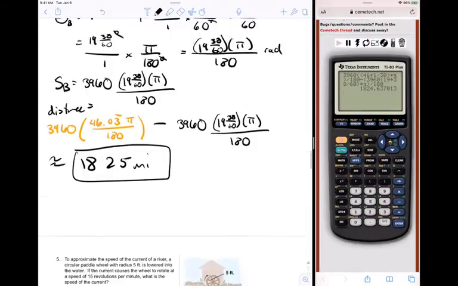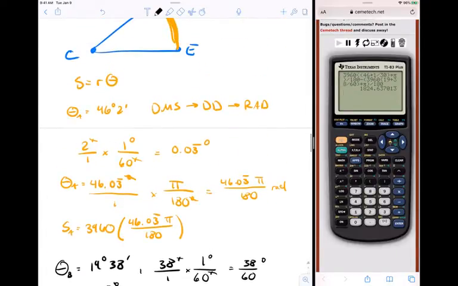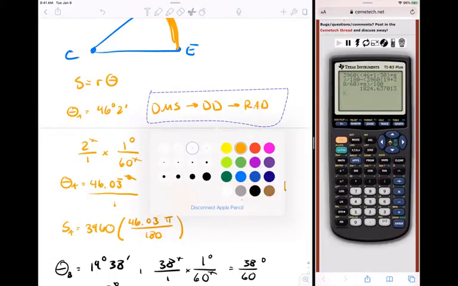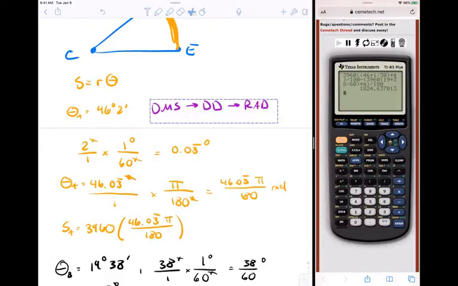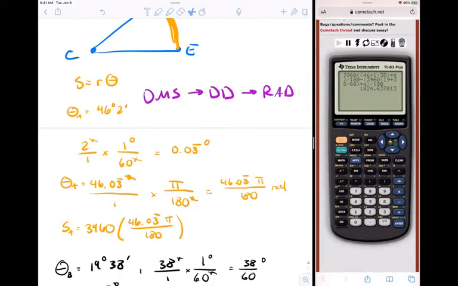So again, you don't have to do it this way. I'm just showing you that it's possible. The key take home with this one is being able to do this: converting between those units. They gave us the theta in degrees, minutes, and seconds. First, we have to convert it to decimal degrees, and then from decimal degrees, we have to convert it to radians. All right? So then once we have our theta in radians, we just use arc length, S equals r theta. Okay?